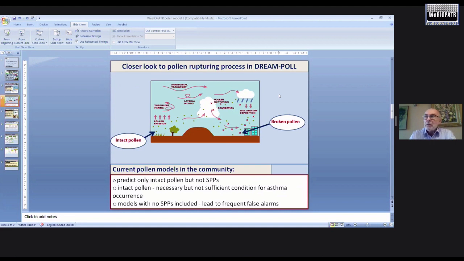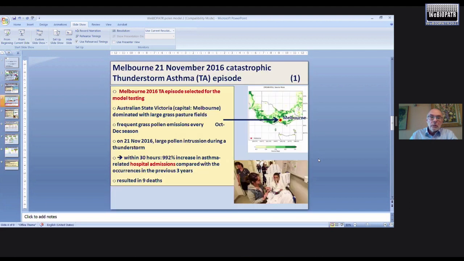So basically these large particles are stopped at the area of the nose or eyes, but they really cannot cause the asthma response. So a model that includes SPPs would permit or stop frequent false alarms that occur in our current pollen prediction models. So this is why we started to deal with this aspect.